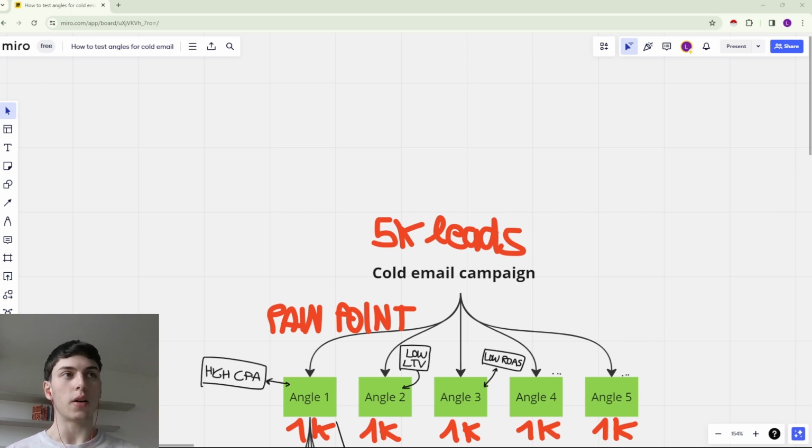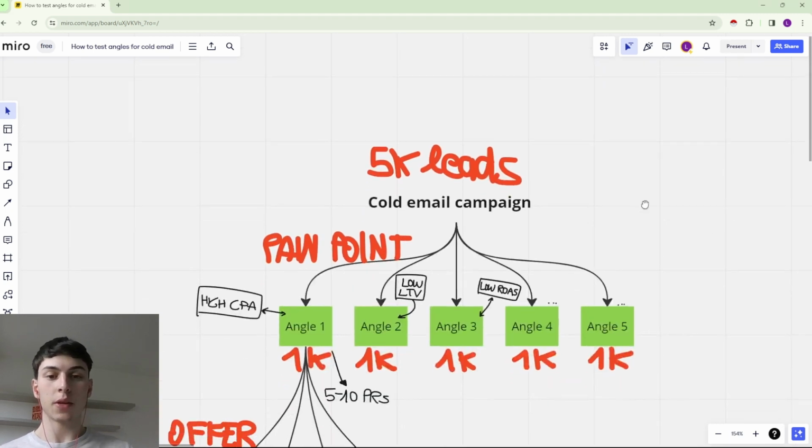If you are instead the other 99% of the companies, then you absolutely need to split test angles in your cold email campaign. And today I'm going to go through exactly how you can do that, my method to do that, and I'm going to go over an example as well.